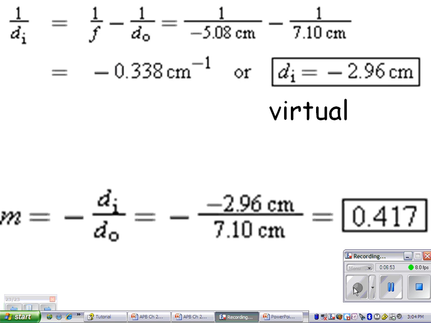Again, we use 1/DO + 1/DI = 1/F, and we end up with an image distance, a DI value, of negative 2.96 centimeters. With the negative DI value, that means it's a virtual image. Then we use the magnification equation, DI over DO, and it ends up being 0.417. Since the magnification is less than 1, this image will be smaller than the object.